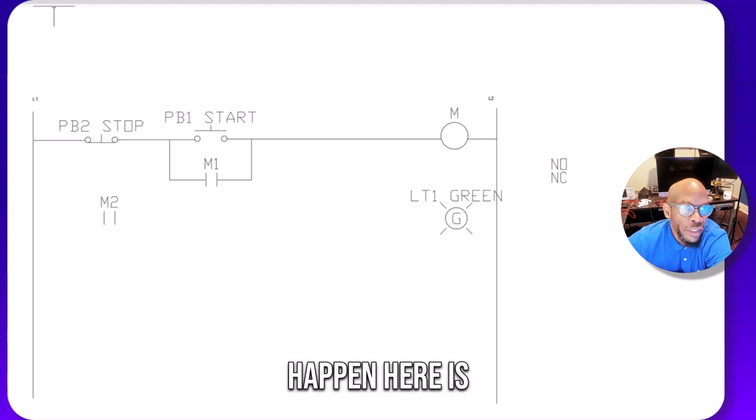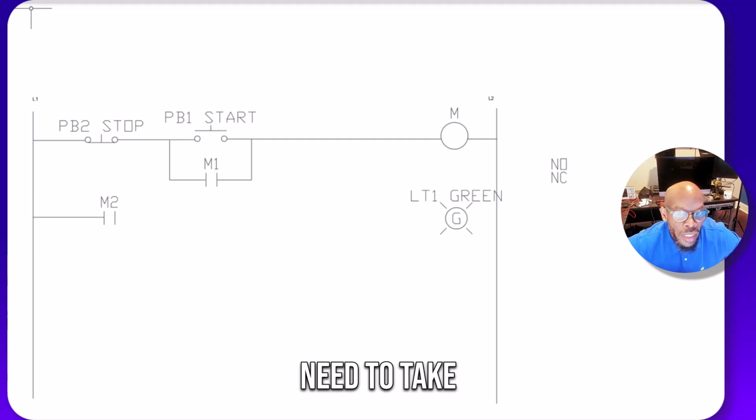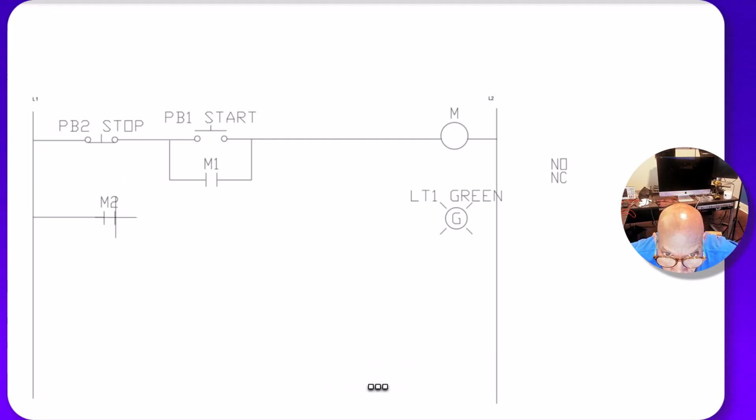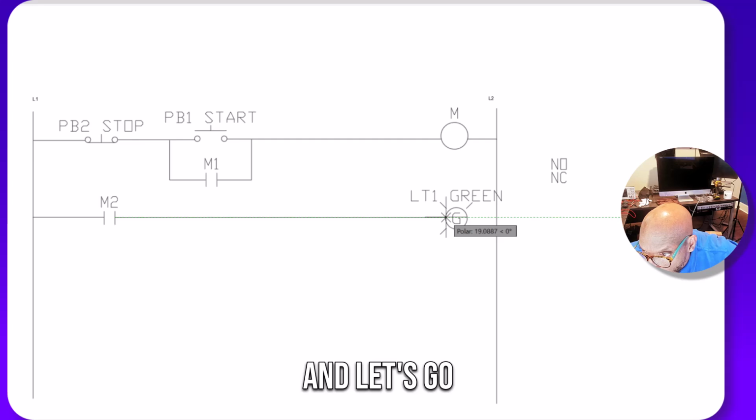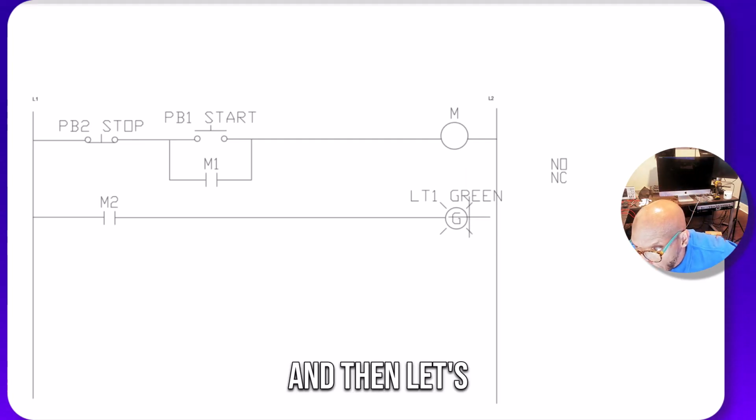So what will happen here is, I'm going to take a wire off of here. And then I need to take another wire off here. And let's go over to the light. And then let's close this up.